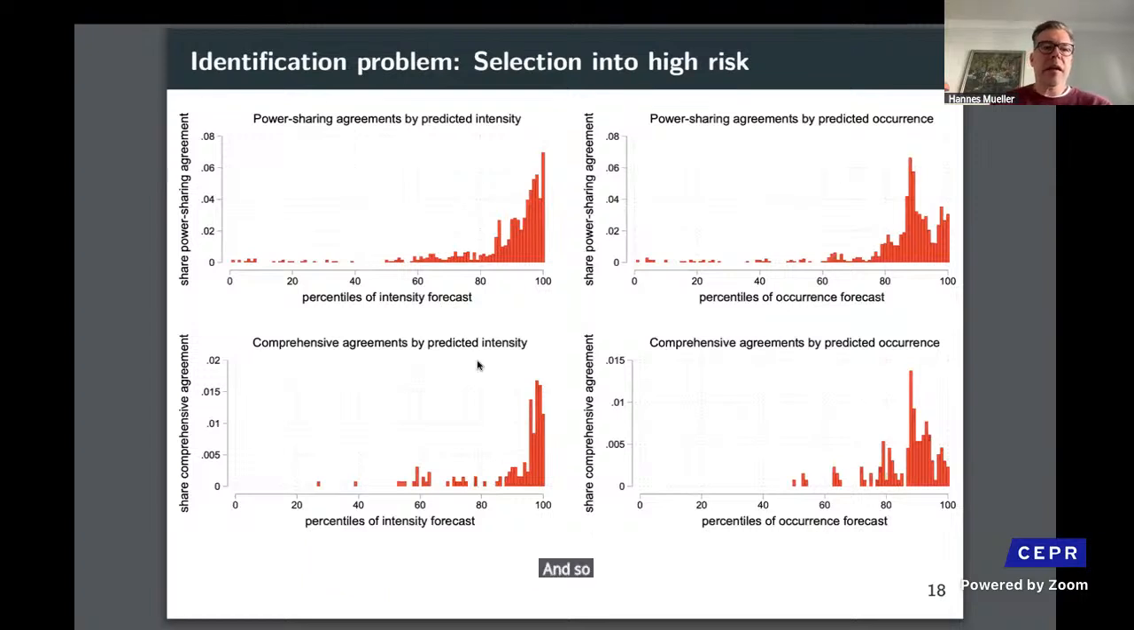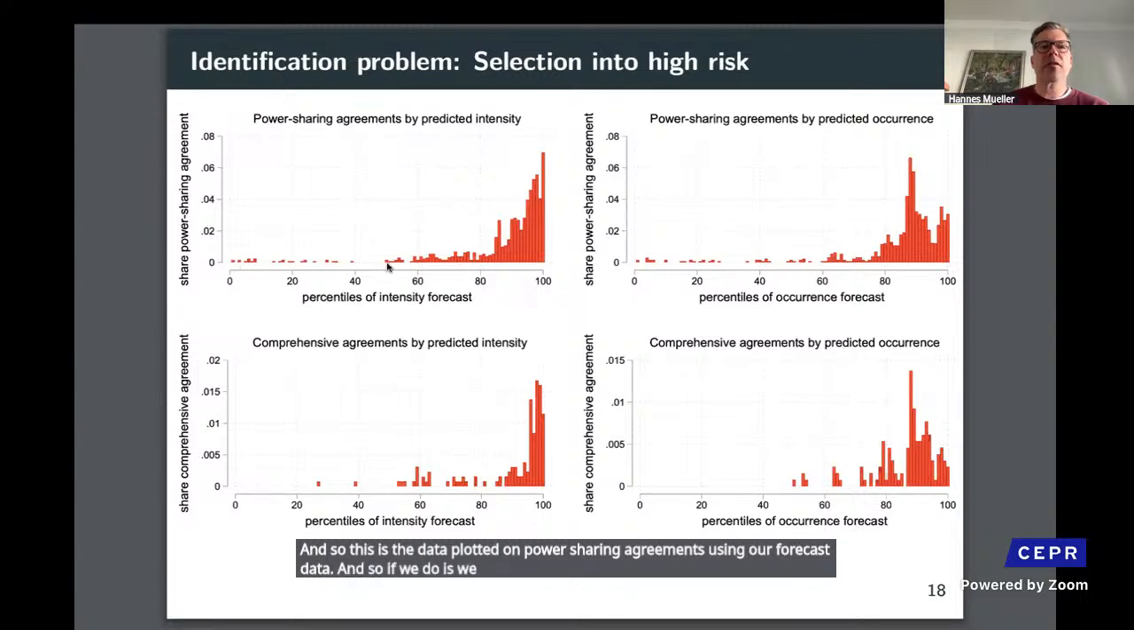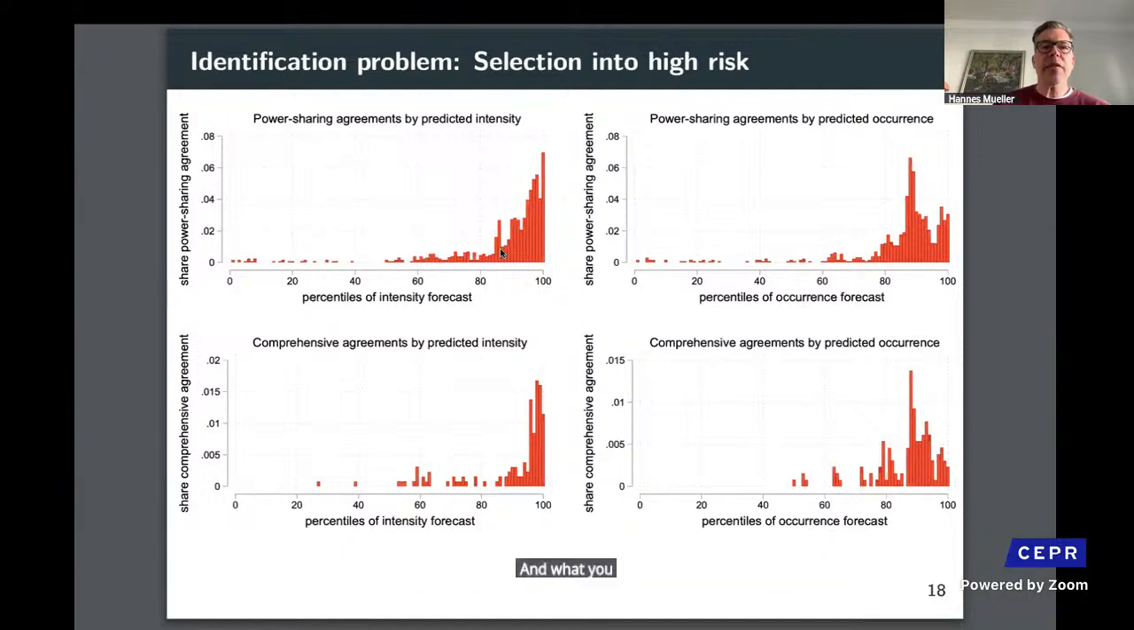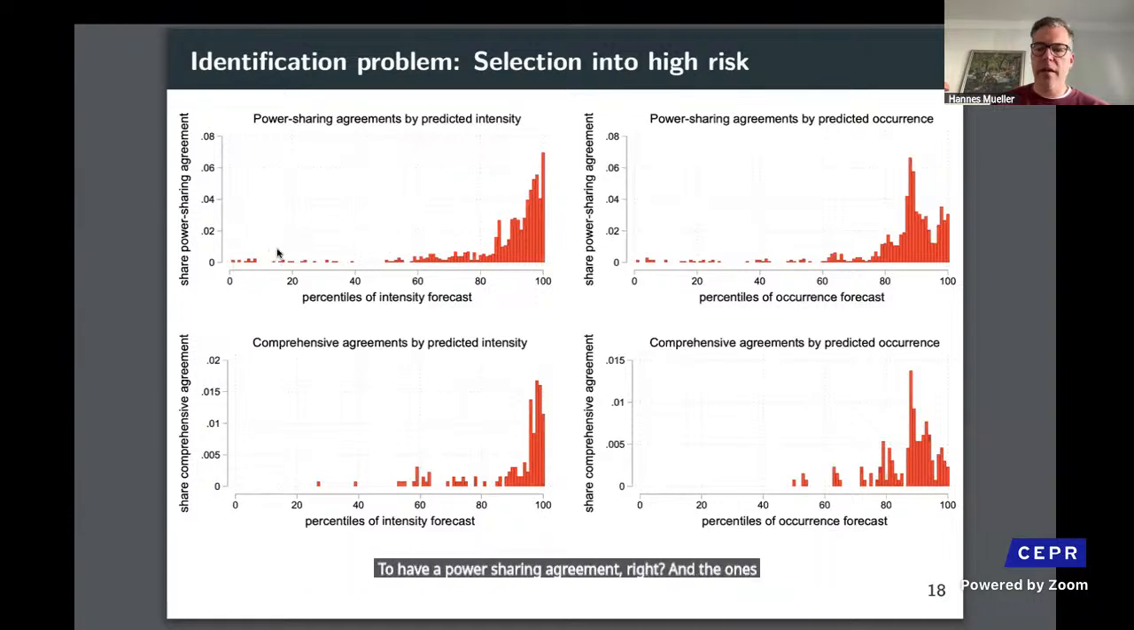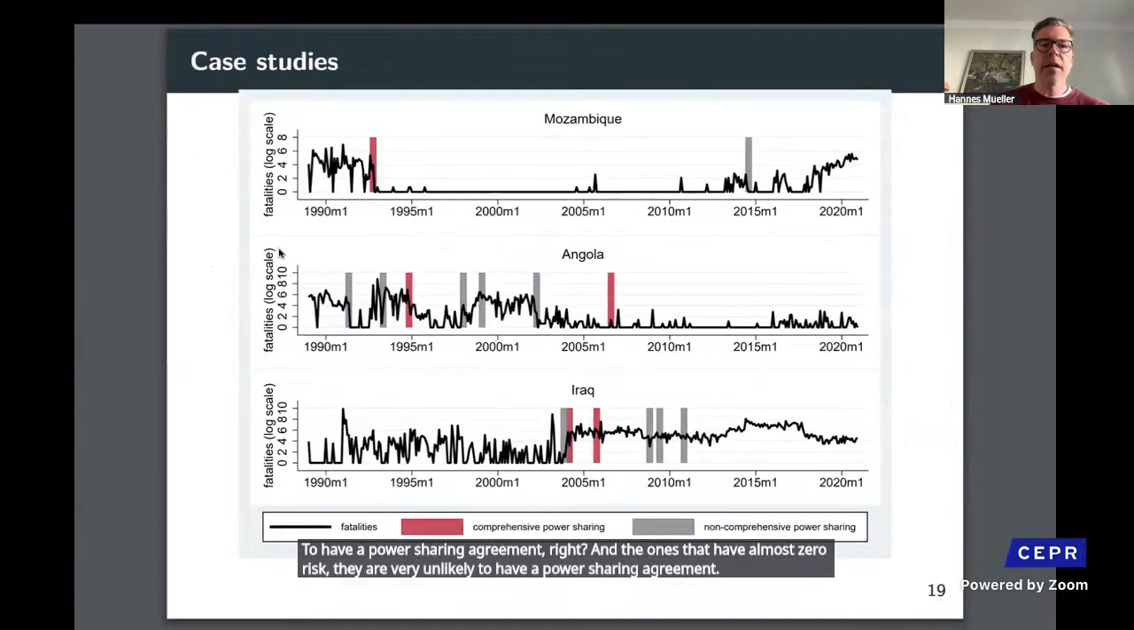And so this is the data plotted on power sharing agreements using our forecast data. What we do is we order all observations according to how high the risk was that our machine learning algorithm thought the likelihood of violence in the future would be, or how intense this violence would be. And what you see is that the likelihood of having a power sharing agreement goes up from almost 0 to around 8% in the sample. So the observations with the highest risk are the ones that are also most likely to have a power sharing agreement, right? And the ones that have almost 0 risk are very unlikely to have a power sharing agreement.